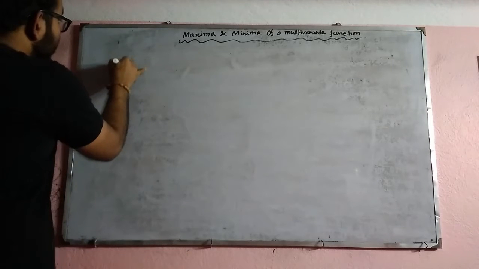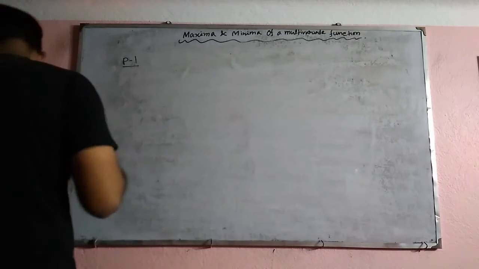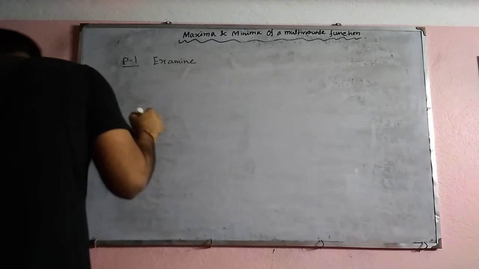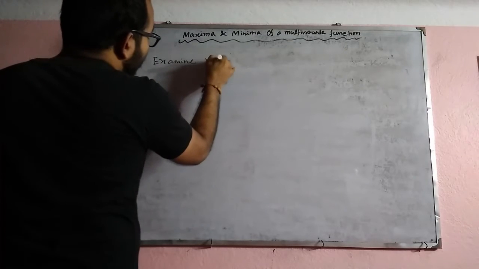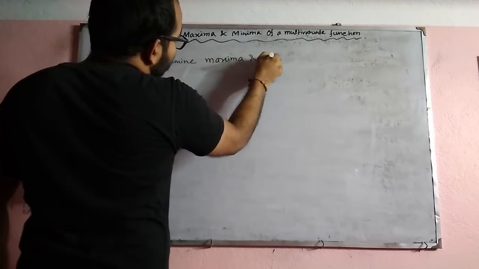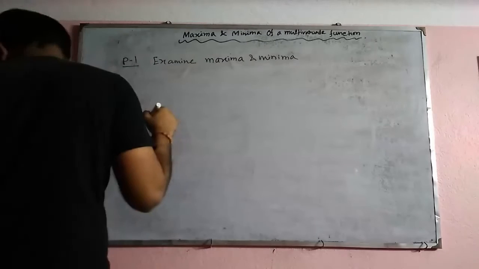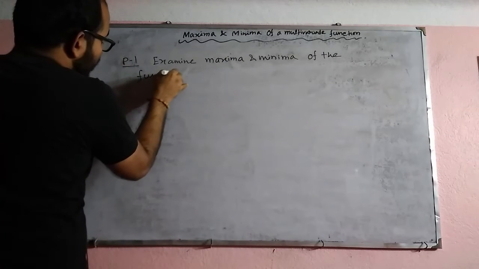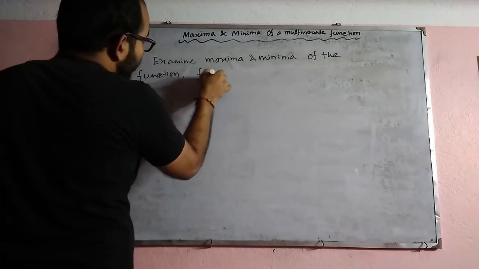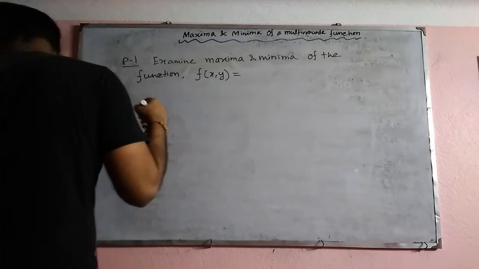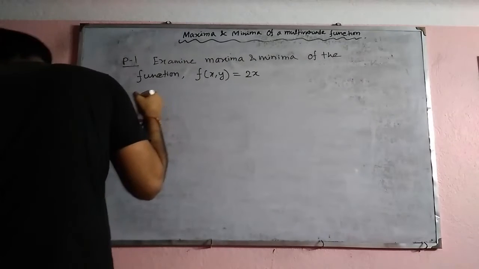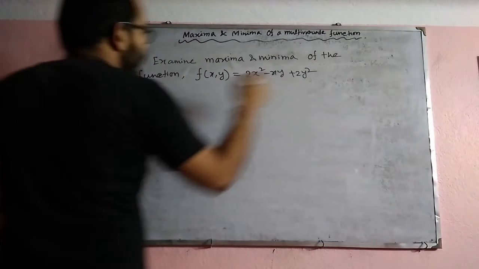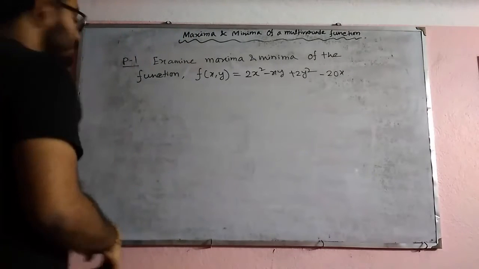Now our first problem is: examine maxima and minima of the function f of (x, y) is equal to 2 into x square minus xy plus 2y square minus 20x.